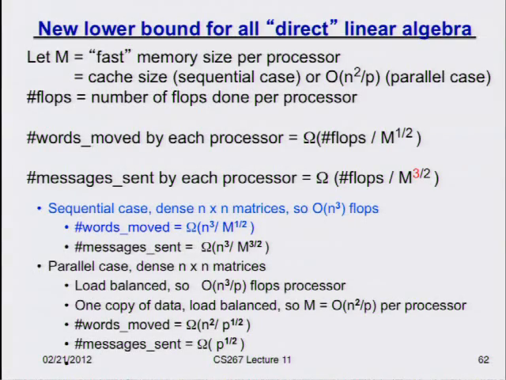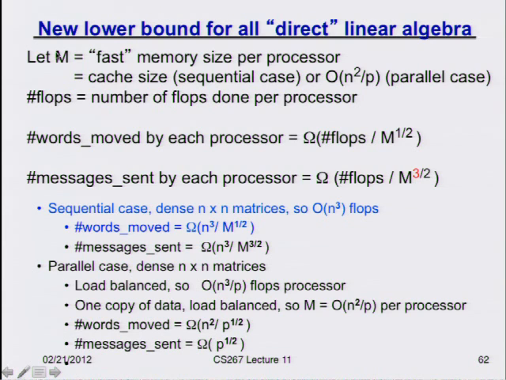Okay, so this is what I claimed before. Let me just remind you of what it said, and then I will, in a few slides, prove it. What I want to do is direct linear algebra. So just think matrix multiply. I have 2 n by n matrices. I want to multiply them, and I want to communicate as little as possible. The easiest way to think about it is that I have a large matrix. It's too big to fit in my cache. My cache is of size m.